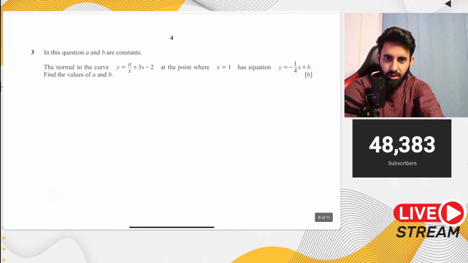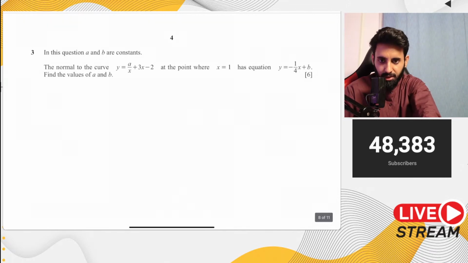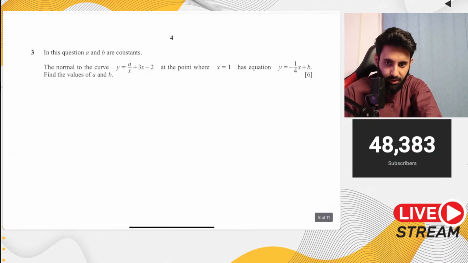Now this is a slightly different question, but remember the underlying theme is the same. The overall theme of this question is the same. There's nothing difficult. Make sure you read the question carefully so that you understand what's given and what it is that you have to find out.